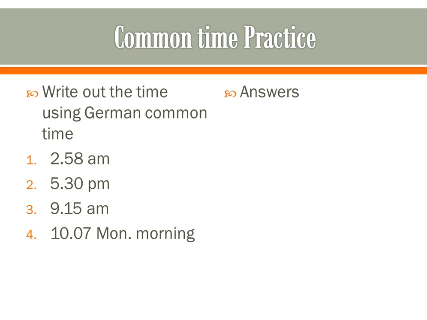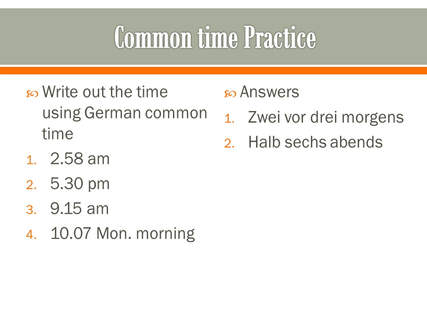All right, here are the answers. For number 1, you had to look and see that it was 2 minutes before 3 o'clock in the morning, which would be 2 vor 3 morgens. 2 before 3 o'clock in the morning. For number 2, I said, think about how long it is until 6 o'clock. Well, it's actually halfway till 6, or halb 6. And because it's p.m., we're going to put abends in the evening.